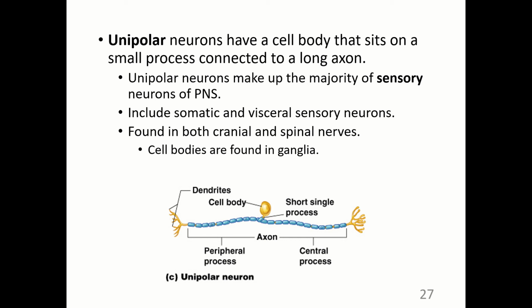Somatic sensory neurons will receive sensory input from the skin and the special sensory organs such as the eyes, ears, and taste. And the skin will be touch, temperature, and pain. Somatic sensory receptors also receive information from proprioception or balance in your muscles. Visceral sensory neurons will receive information from visceral organs, such as the heart, the lungs, and the digestive viscera.